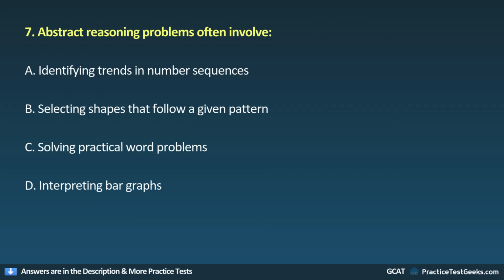7. Abstract reasoning problems often involve A. Identifying trends in number sequences. B. Selecting shapes that follow a given pattern. C. Solving practical word problems. D. Interpreting bar graphs.